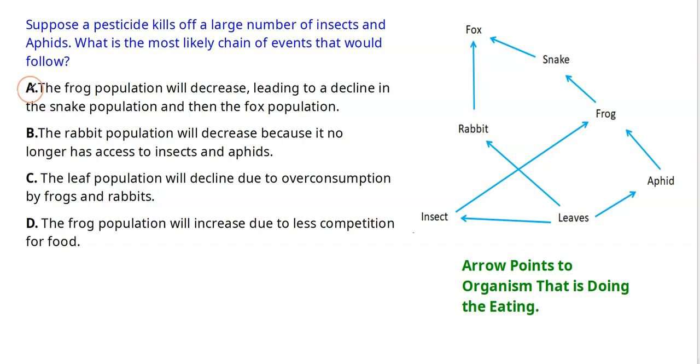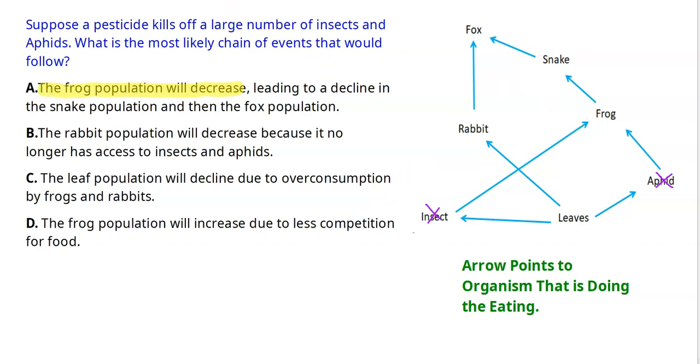Let's look at A. So let's see, the insects, let me reread this real quick. Pesticides killed off a large number of insects and aphids. Insects, a lot of them went away, a lot of aphids went away. It says here the frog population will decrease or go down. So let's look at that piece of the sentence first, right here, and see if that makes sense.